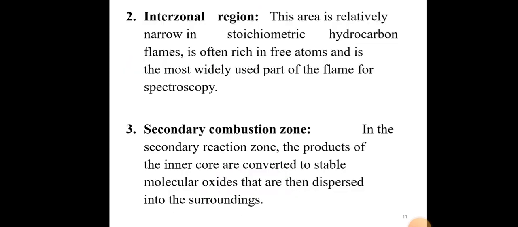As you can see here, the interzonal region is relatively narrow in stoichiometric hydrocarbon flames, and is often rich in free atoms, and is the most widely used part of the flame for spectroscopy. And then we have the secondary combustion zone. As I said, in the secondary reaction zone, the products of the inner core are converted to stable molecular oxides that are then dispersed into the surroundings.